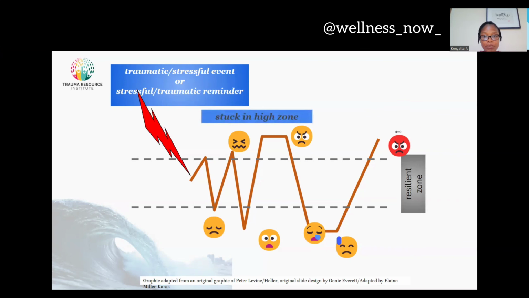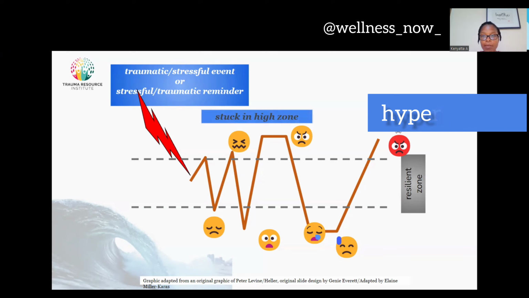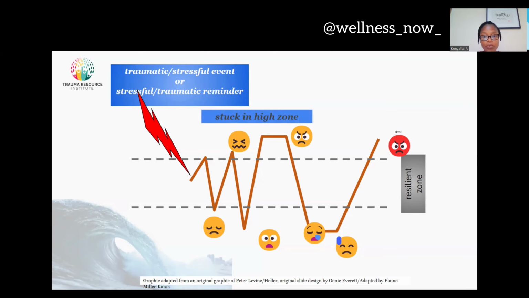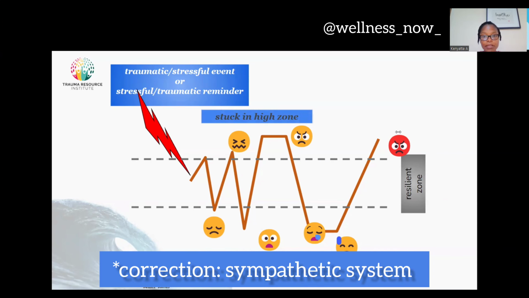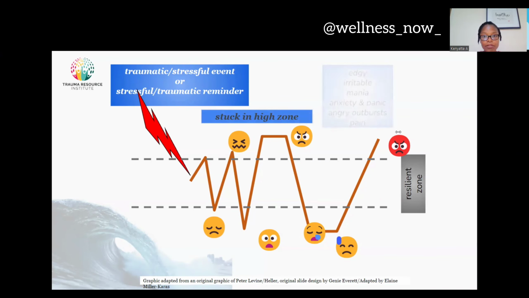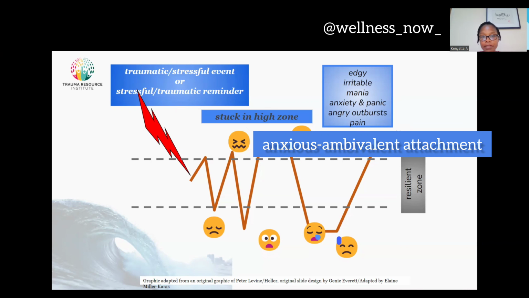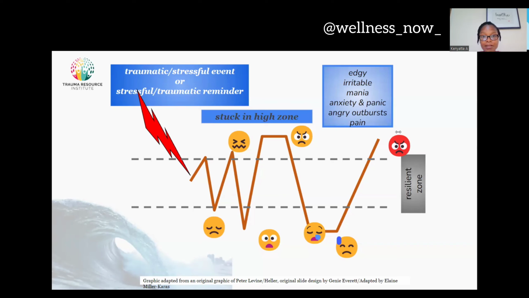When we're stuck in the high zone, hyperarousal outside of our window of tolerance, the fight-flight system gets activated. That's the sympathetic system. And we may have different behaviors. We may get irritable, anxious, panicky, hypervigilant. We're easily triggered when we're here. When we're in hyperarousal, we may also exhibit the ambivalent attachment style. We may also experience separation anxiety or feel extra sensitive to rejection.